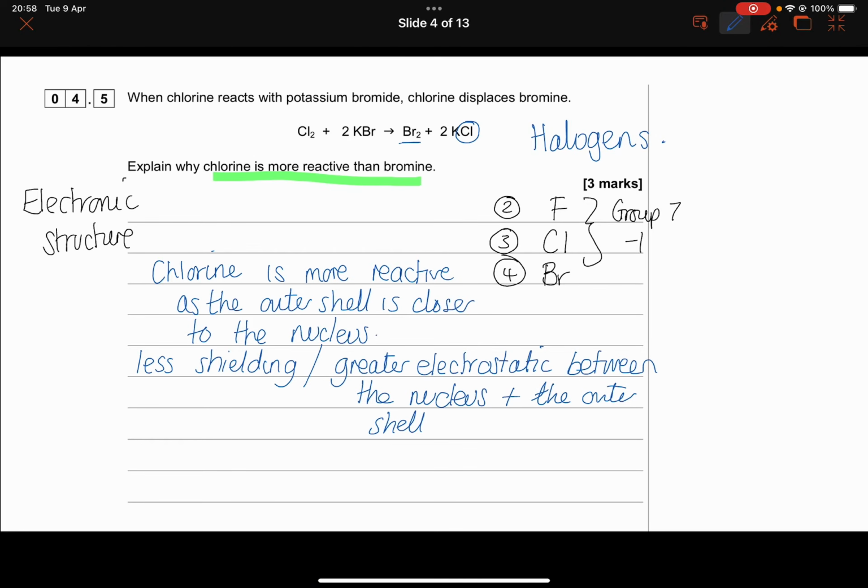And because it's got a greater electrostatic attraction, that leads us to our final mark. That means it is easier for chlorine to gain an electron.